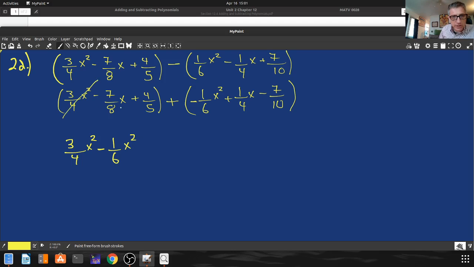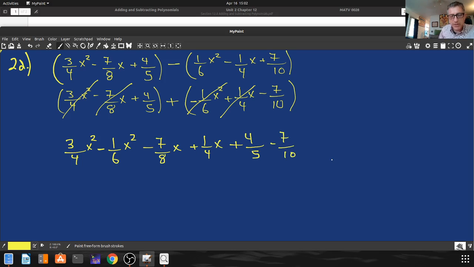So I just took care of the x squared terms. Now let's do the degree 1 terms. Minus 7/8 x plus 1/4 x. So I took care of those two. And my constant terms, plus 4/5 minus 7/10.